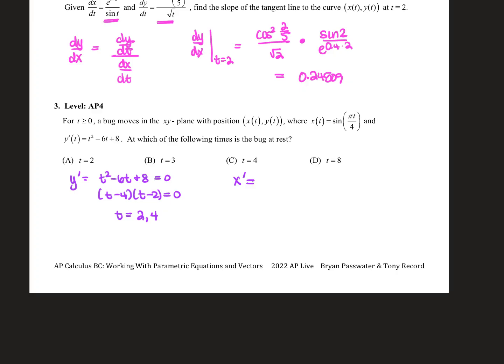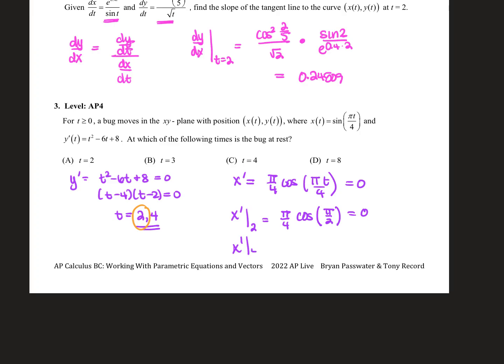So x' would be chain rule, pi over 4, cosine of pi t over 4, and we want to know when this one's equal to 0. Now I only really need to check 2 and 4 because those are the ones that are also where y' is equal to 0. So x' at time equals 2 equals pi/4 cosine of pi/2. Cosine of pi/2 is 0, so that is in fact 0. So I know at time equals 2 it is at rest because in both the x direction and the y direction it is at rest.